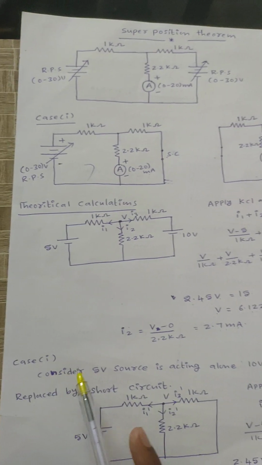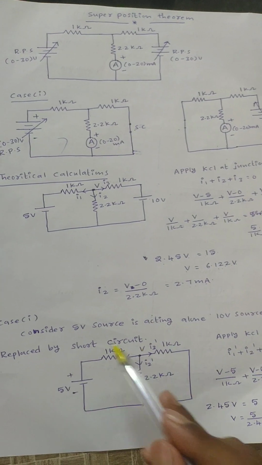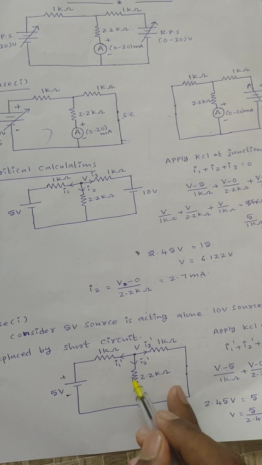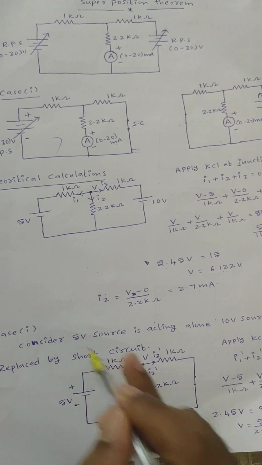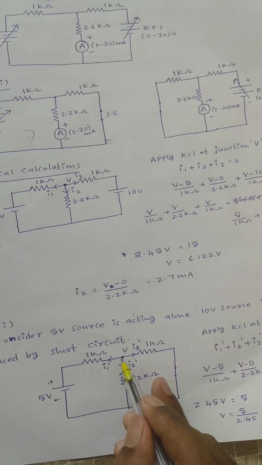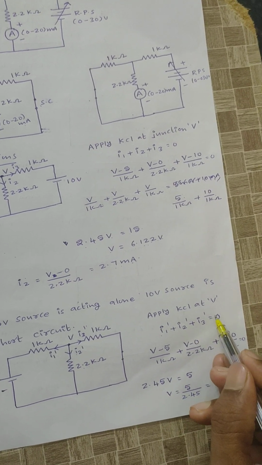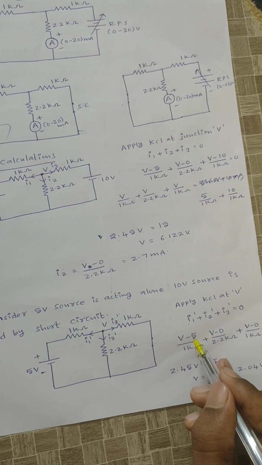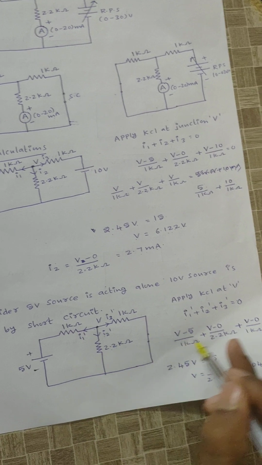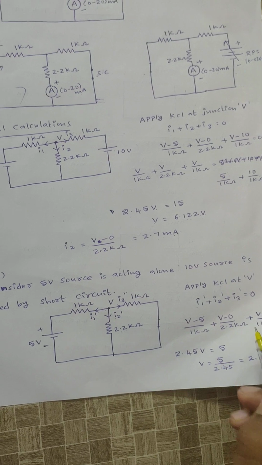Next, case 1: consider the 5 volt source acting alone, and the remaining 10 volt source is replaced by a short circuit. See here, this is the representation of the short circuit. Again I need to calculate the current flowing through 2.2 kilo ohm. Here I assume the currents are represented by I1 dash, I2 dash and I3 dash. Apply KCL at junction V: I1 dash plus I2 dash plus I3 dash is equal to 0. I1 dash is (V minus 5) by 1 kilo ohm, I2 dash is (V minus 0) by 2.2 kilo ohm, and similarly I3 dash is (V minus 0) by 1 kilo ohm.